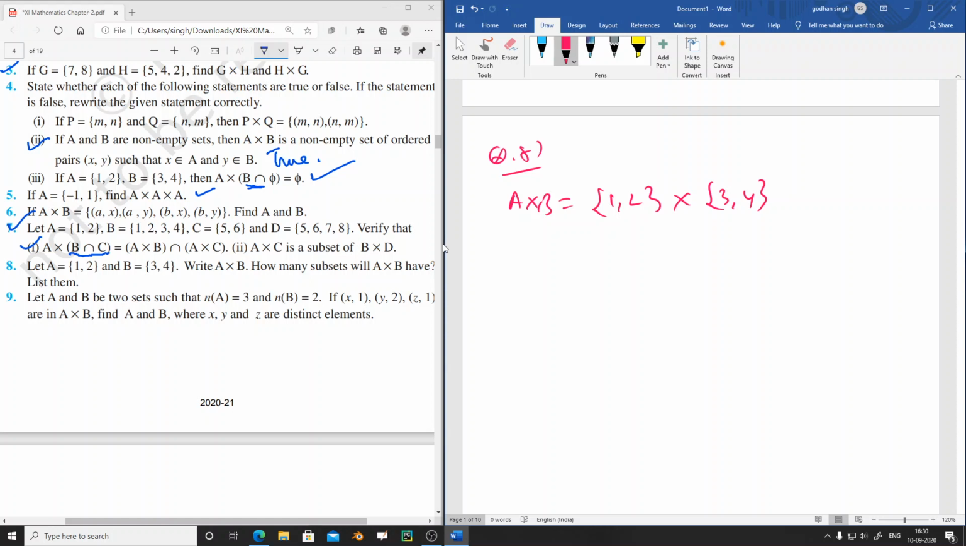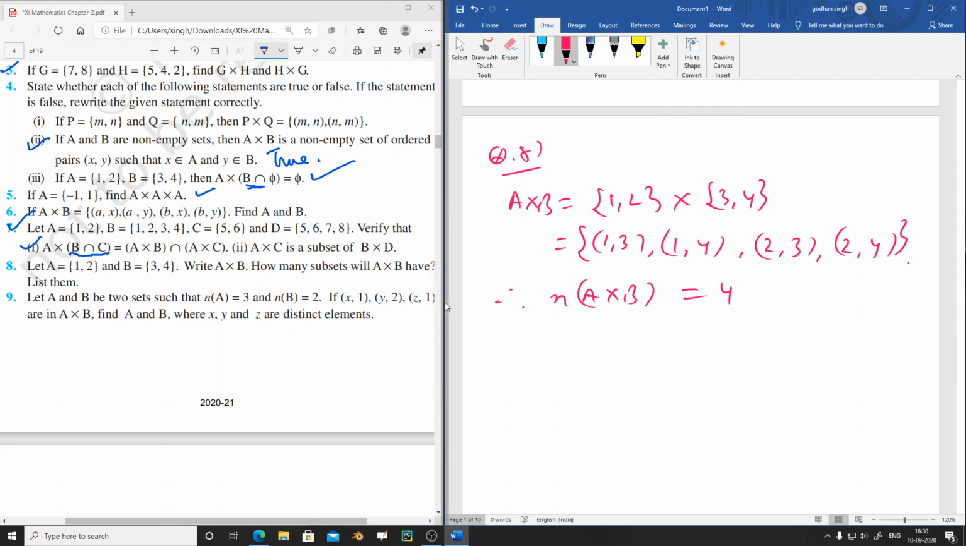and that will be equal to, we make ordered pairs now. 1 will pair with 3 and 4. So we get (1, 3), (1, 4). Then we will pair 2 with 3 and 4. So we get (2, 3) and (2, 4). So therefore n(A cross B) equal to, how many elements are there? 4. And the question is, how many subsets will A cross B have?